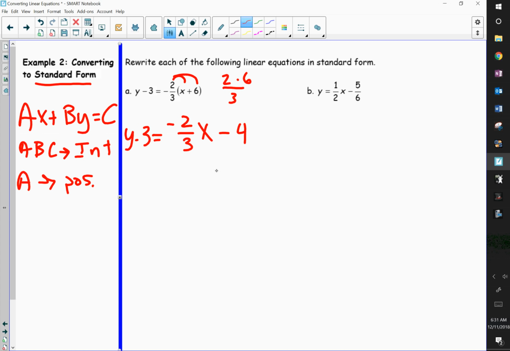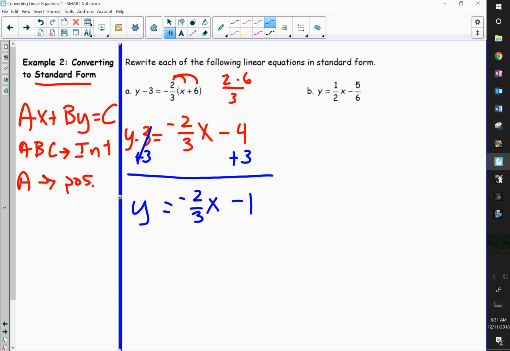Now you want all the numbers on the right-hand side, so you could do this in any order. I'm going to get this minus 3 on the left over to the right by adding it. I add 3 here, add 3 here. Negative 4 plus 3 is negative 1. So by adding the 3, now I've got an equation that looks like it's in slope-intercept form. Now I have to go a step further and get it into standard form.